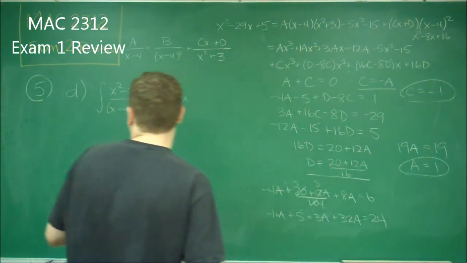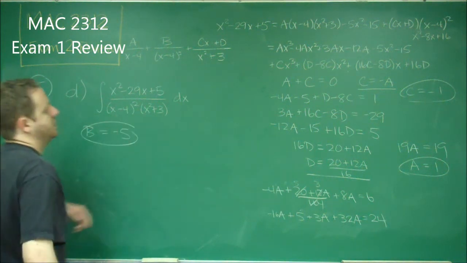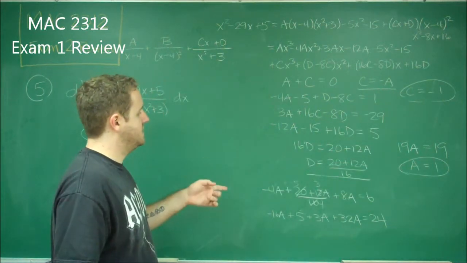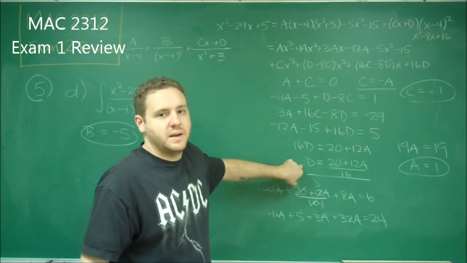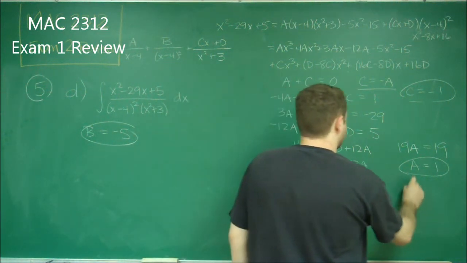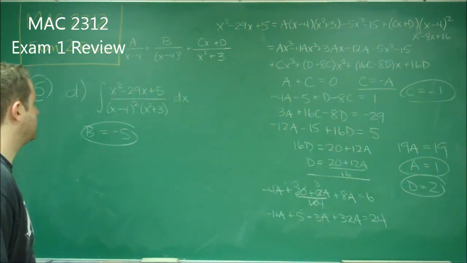Remember that our b, sorry I erased that before, remember that b was negative 5. That's how we got this information here in the first place. A is 1, c is negative 1. If a is 1, we can plug that in here to get d. 20 plus 12 is 32. 32 over 16 is 2, so d is equal to 2. So we have all of our numbers now.